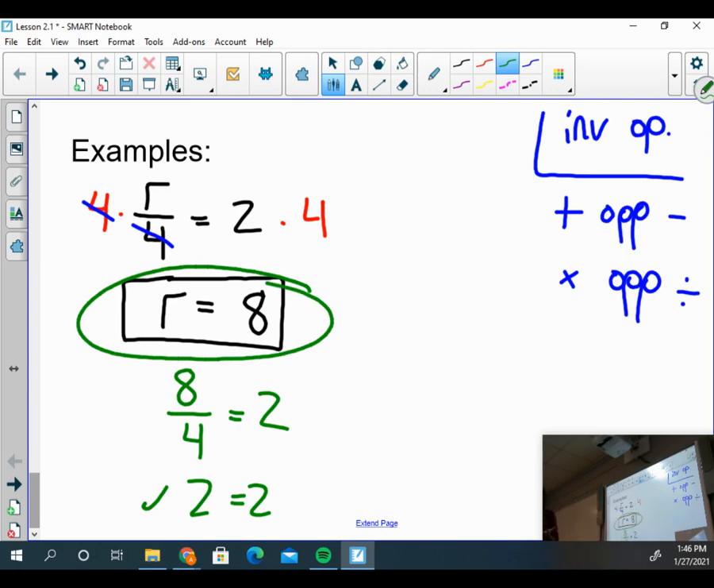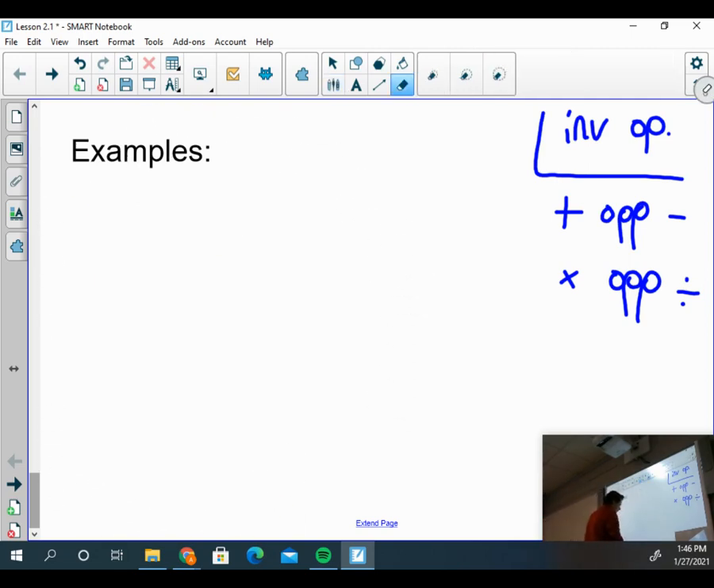The big point being, this idea of applying inverse operations and getting variables by itself does not just apply to addition and subtraction. It also applies to multiplication and division. So let's try another example.